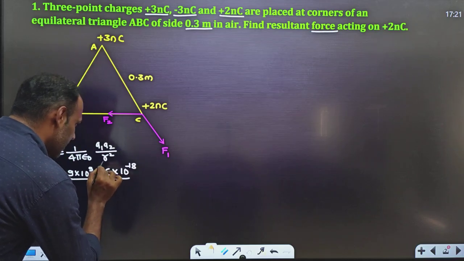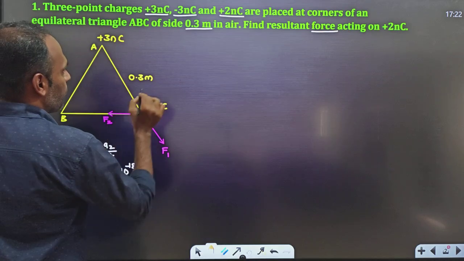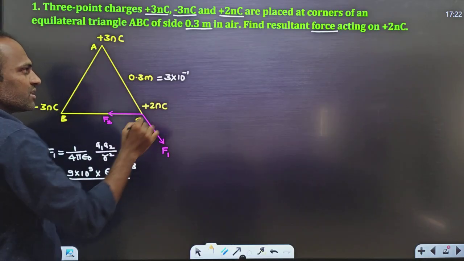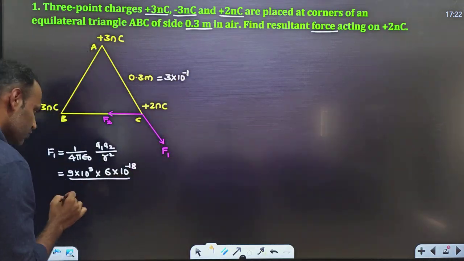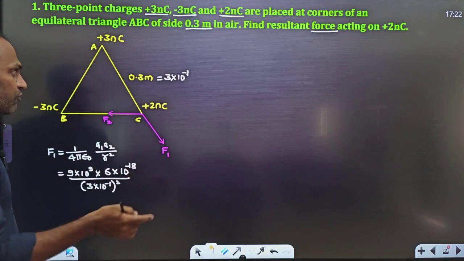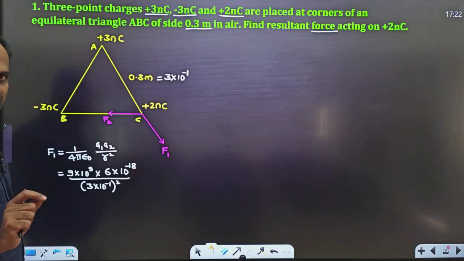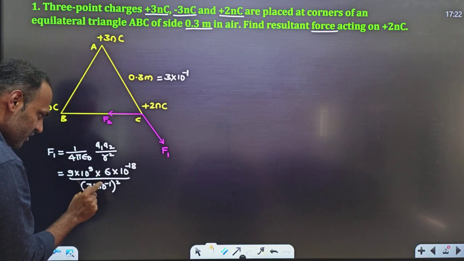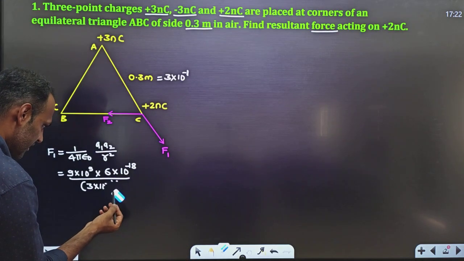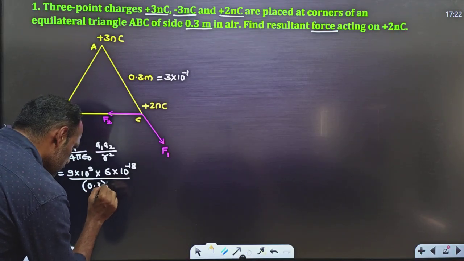Divided by R square. How much is R? R is 0.3. I can write 0.3 as 3 into 10 to the power minus 1, and then we have to square it. No problem, even if you take 0.3 as it is and square it. There is no problem writing it like that; nothing is wrong. If you want, we can take it like that also. Let me take it as it is, without making any changes. So this is 0.3 square.